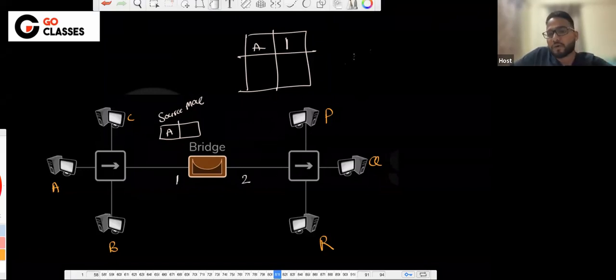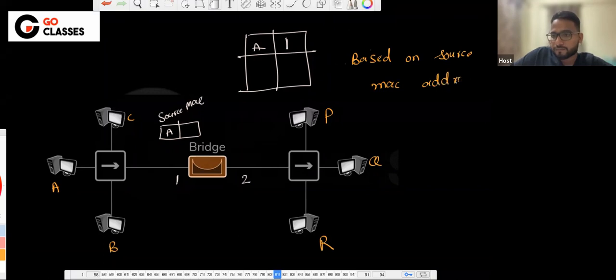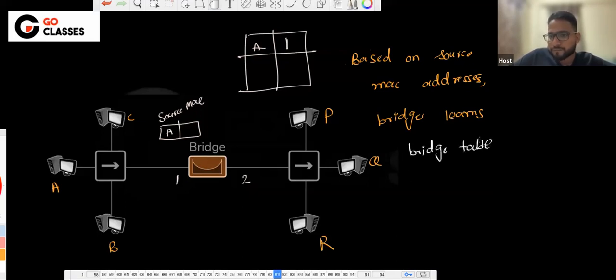So basically, based on the source MAC address, bridges learn a switching table or forwarding table, whatever you want to call it. I'm just calling it the bridge table, since it is a bridge, I'm calling it the bridge table. So based on the source address, it will learn.